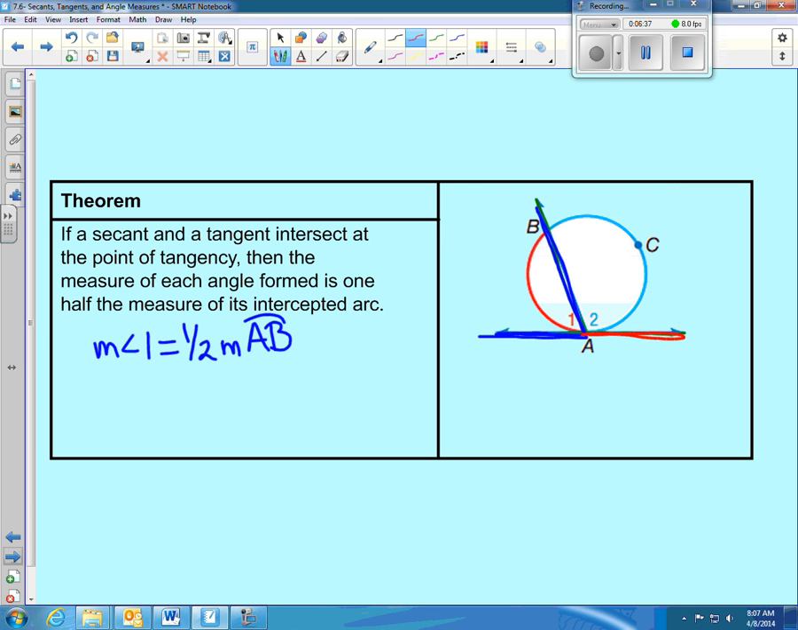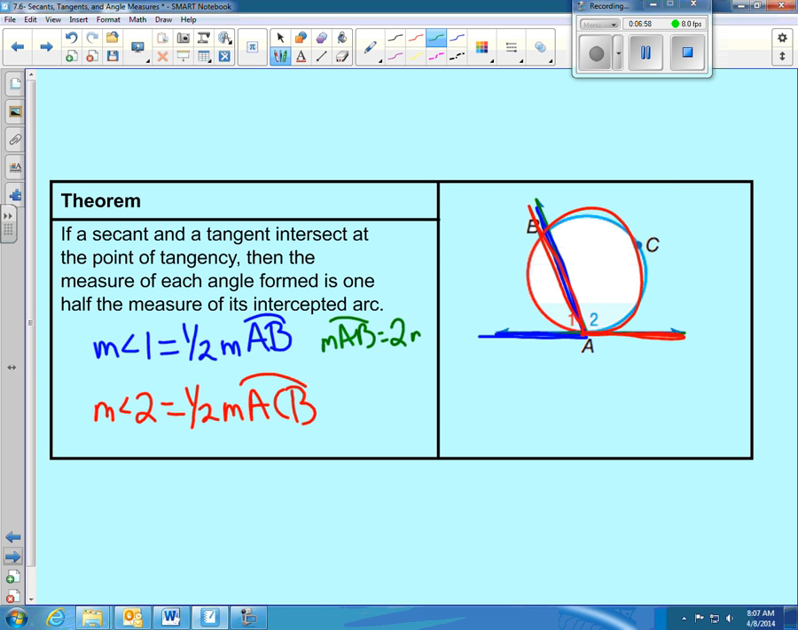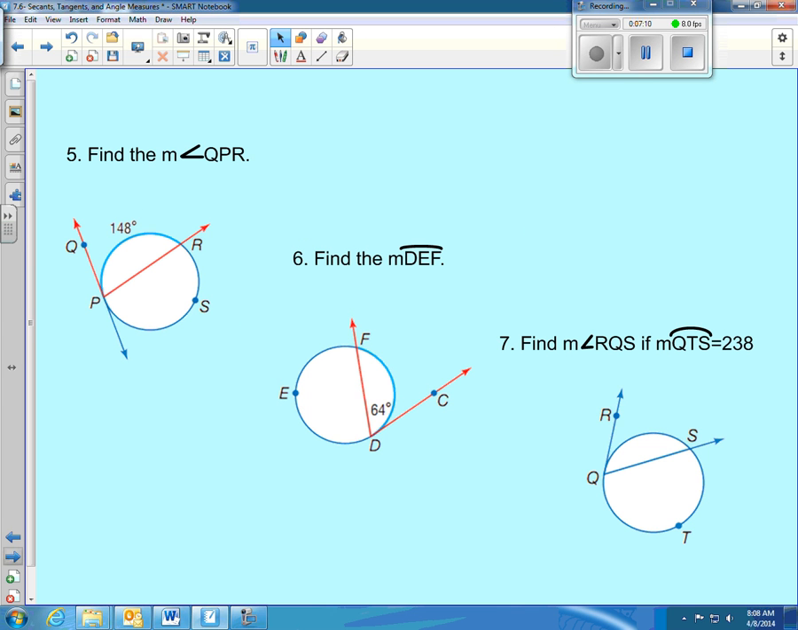If we look here at angle 2, it is going to be half the measure of arc ACB. ACB tells us that we're going this way. Same idea, we could think back the other way, that the measure of arc AB is 2 times the measure of angle 1. The measure of arc ACB is 2 times the measure of angle 2. Okay, let's go ahead and use this and apply it.